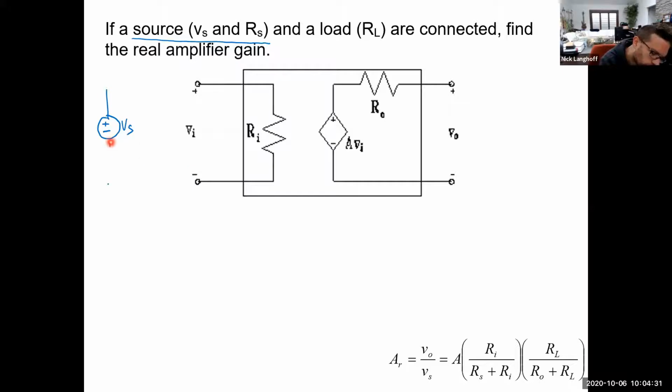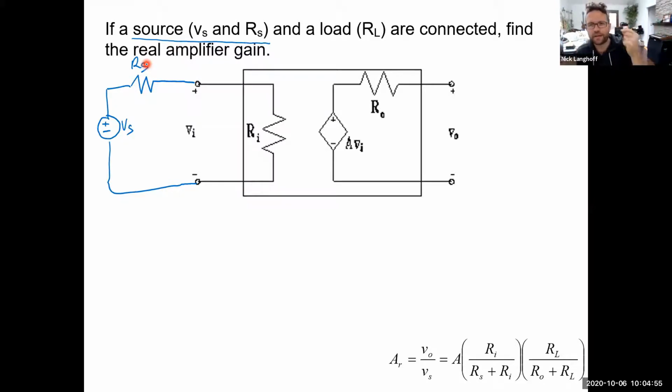Let's connect that, and then let's say that source has a source resistance Rs. It's unavoidable. Let's say it's a microphone. A microphone generates a voltage, but it's got a coil of wire in there, and that coil of wire has non-zero resistance. You can't get away from it.